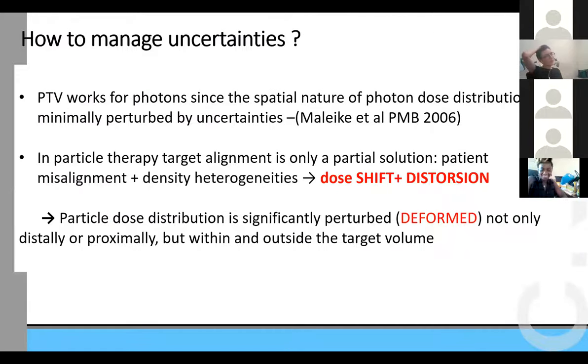So as you already discussed, can we really use a PTV? Well, yes, you can, but it doesn't really work, because the problem is not only a dose shift with particle therapy, but the fact that the dose is distorted. So it's not like for photons, where the dose is not so much affected by changes in tissue densities along the beam path. Here the dose is really deformed. So you cannot account for it by just adding margins outside the PTV.